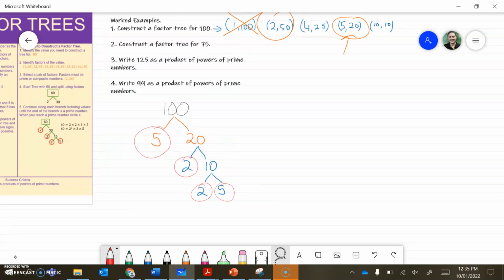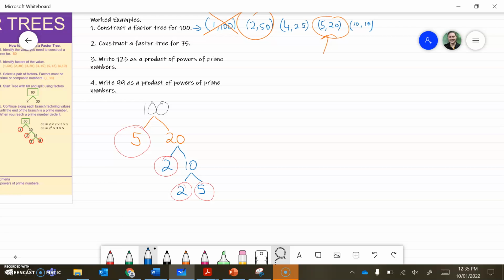Okay, for example 2, we want to construct a factor tree for 75. So again, we need to work out factors of 75. The first branch that I'm going to do is 3 and 25. I chose that because I know that 3 is prime, so I can circle that to show that that's a prime value. I then look at 25 and say, how can I split that? Well, 5 times 5 is 25, and 5 is a prime number as well. So then my factor tree is completed for 75.